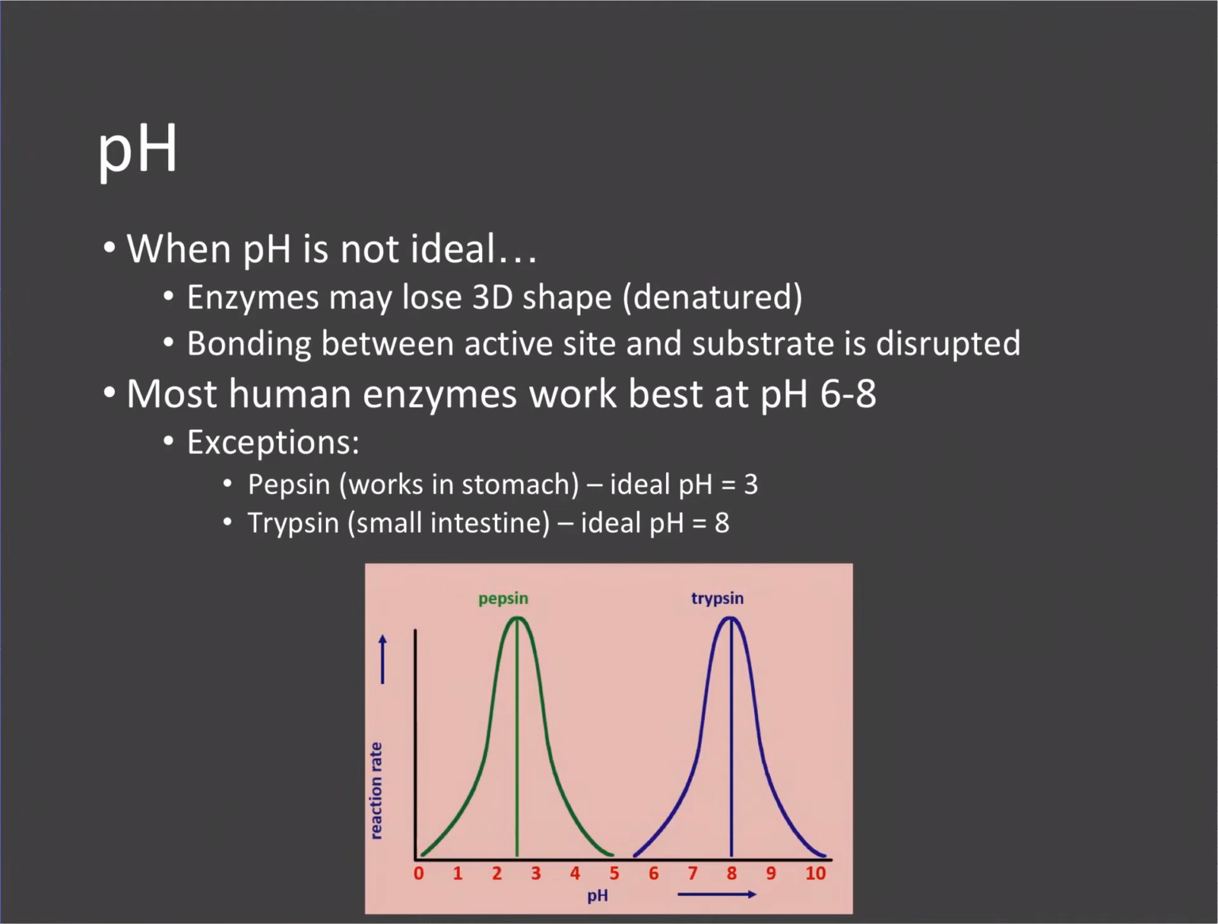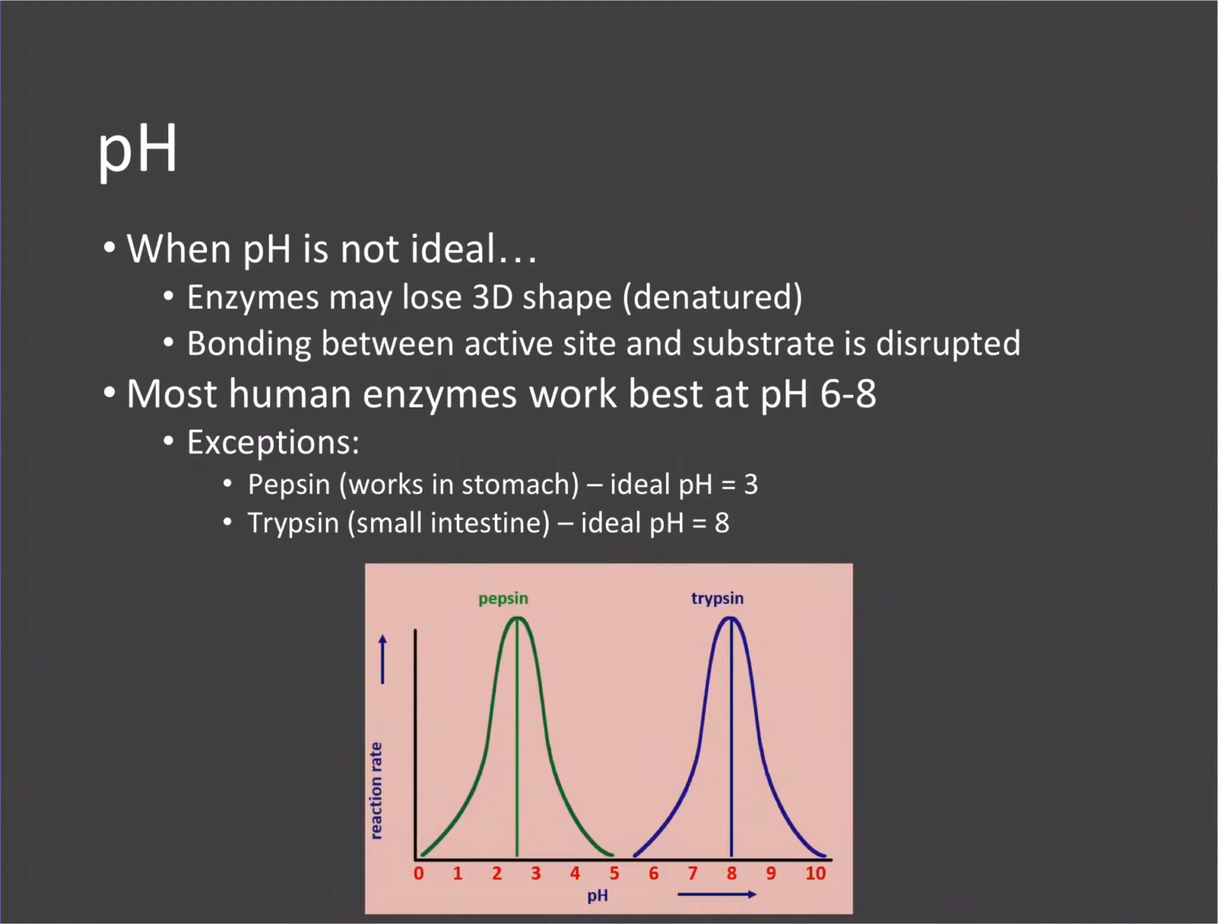Enzyme activity is also affected by pH, which is a measure of acidity. So if the pH is not ideal, so if it's not in the optimum range for the enzyme, the enzyme is just not going to work very well. So they might lose their 3D shape. So once again, remember that shape is really important. If the shape of the enzyme changes, it can no longer do its job. And we call that being denatured. And so if the pH is not in the optimum range, then the active site of the enzyme and the substrate are not going to be able to meet up properly.